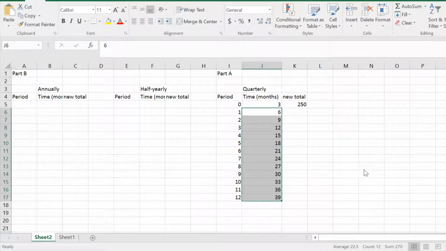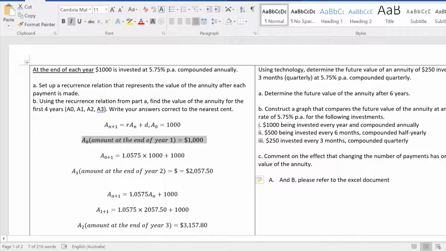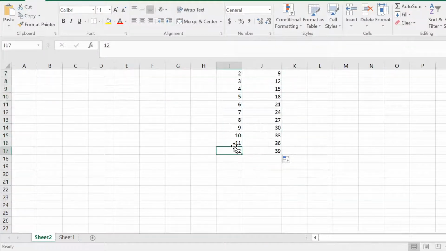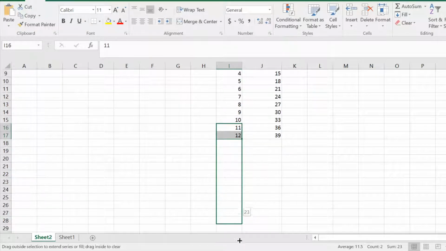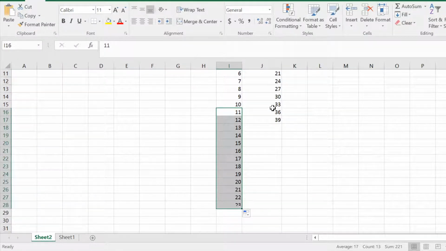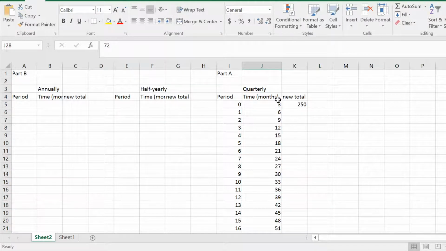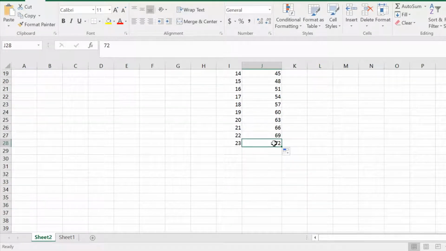Now, the question is actually asking, let's count it out. Determine the future value of the annuity after 6 years, okay? And 6 years, that's 72 months. We are nowhere near 72 months, so we need to expand these sections to about here. There we go. So now we're all the way down to 72 months. That's going to be 6 years.